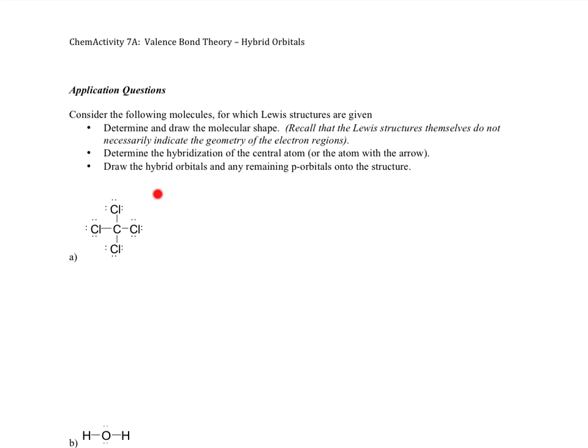I have here carbon tetrachloride. Notice that the carbon has 4 electron domains around it, 4 regions of electron density. That's going to make the carbon tetrahedral. So I'm going to draw the molecular shape. So that's the basic molecular shape around the carbon.